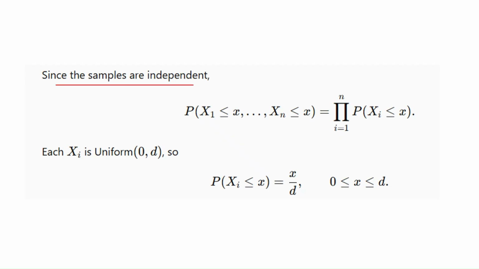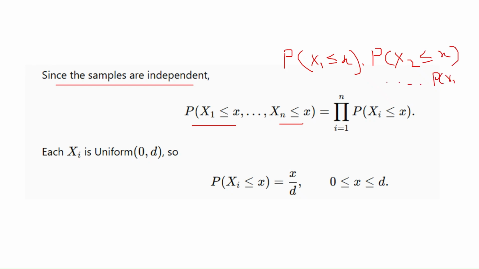Since the samples are independent, we can write this expression, probability that x1 less than or equal to x, comma, x2 less than or equal to x, till xn less than or equal to x, as probability that x1 less than equal to x times probability x2 less than equal to x, and so on till probability xn less than equal to x. This is what is written over here.